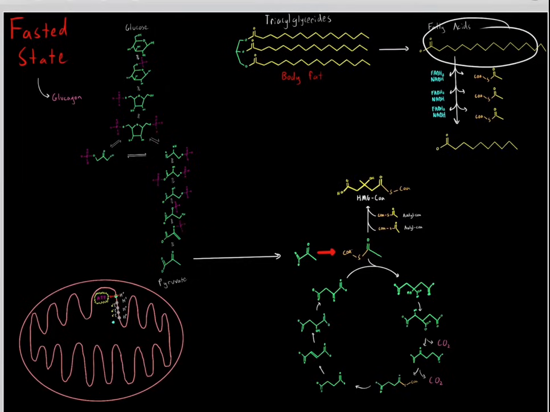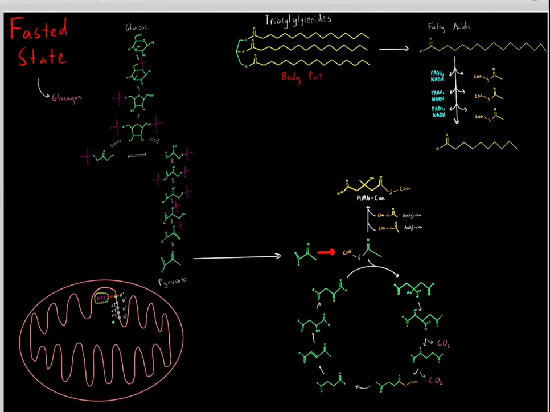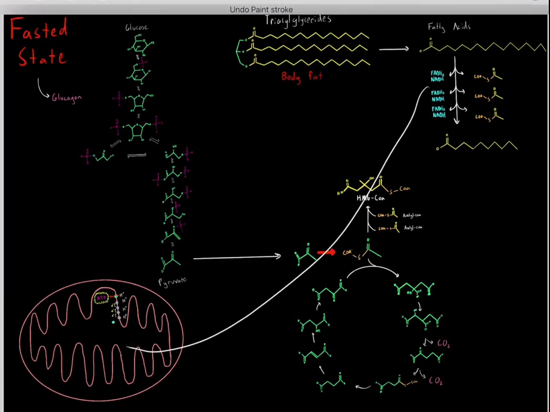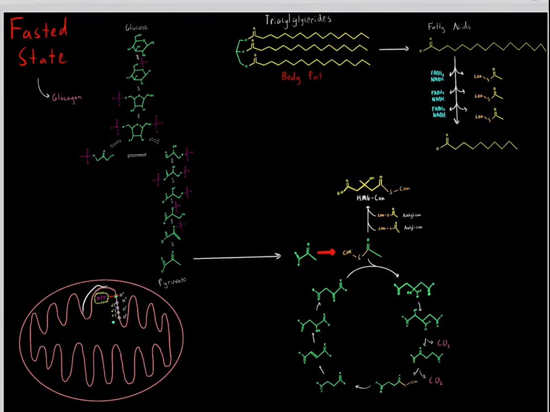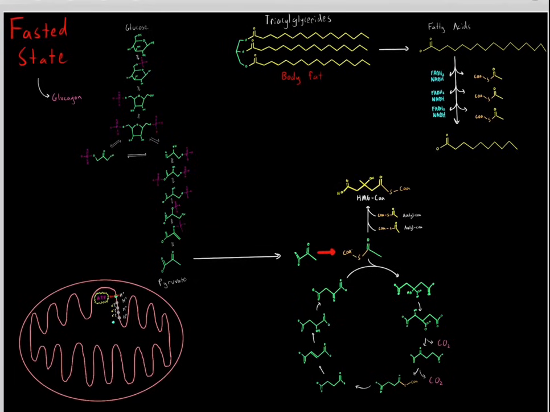And we know we can take free fatty acids and go through rounds of beta oxidation. And every time we do a round of beta oxidation, we create reduced cofactors and acetyl-CoA molecules. And we know these reduced cofactors can fuel the electron transfer chain to create ATP. So this is one way we create ATP during a fasted state. We use our triacylglycerides, our storage form of energy, as a source of energy.